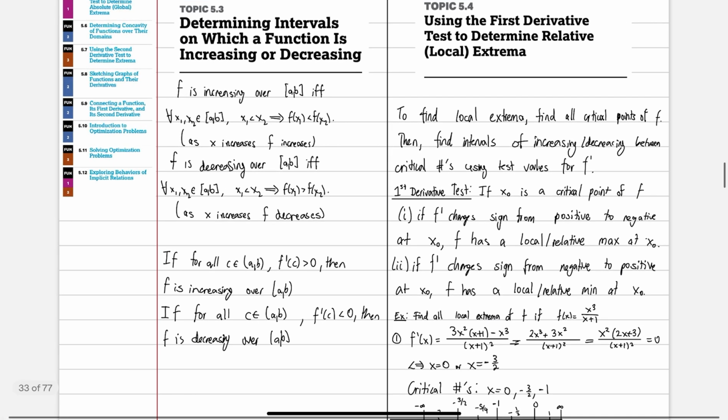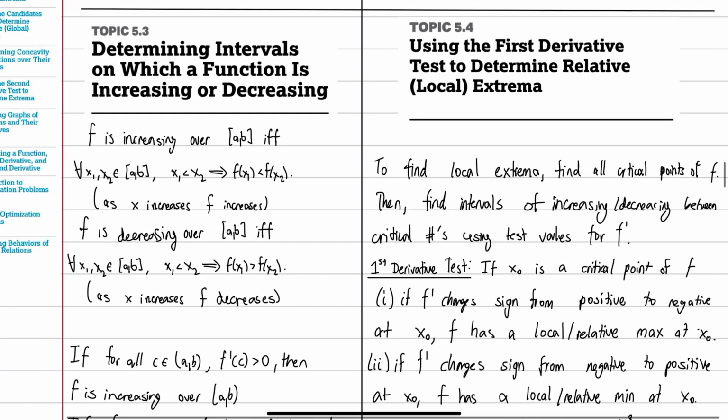Topic 5.4, using the first derivative test to determine local extrema. As this theorem told us, we just need to find critical points of f first. Then, using the first derivative test, we need to find intervals of increasing or decreasing, which we can do using the sign of the derivative between the critical numbers. But how do we do that? Do we need complicated algebra? Well, we can use test values. Since we've already found where the function is equal to zero, as long as it's continuous, we can take one test value in the interval, and if it's positive, the whole interval is positive, and if it's negative, the whole interval is negative.